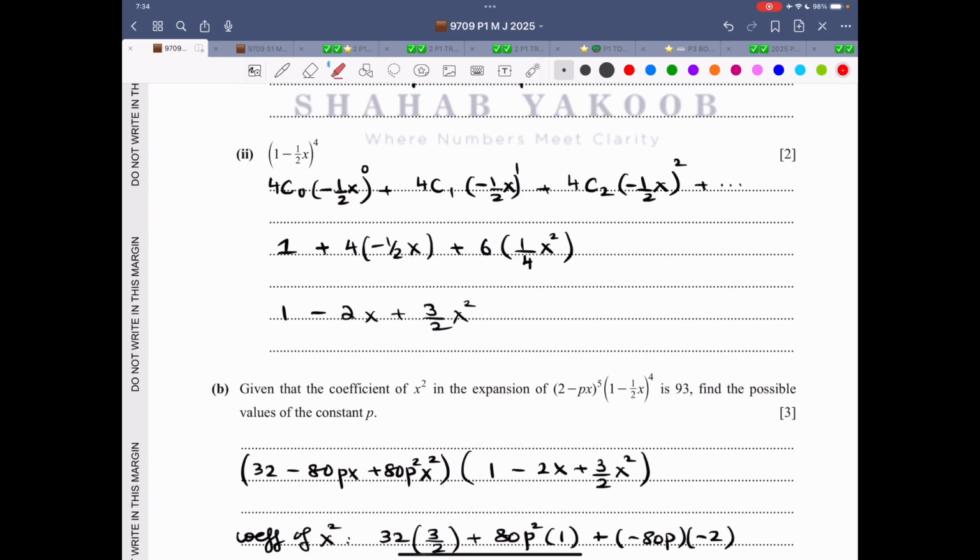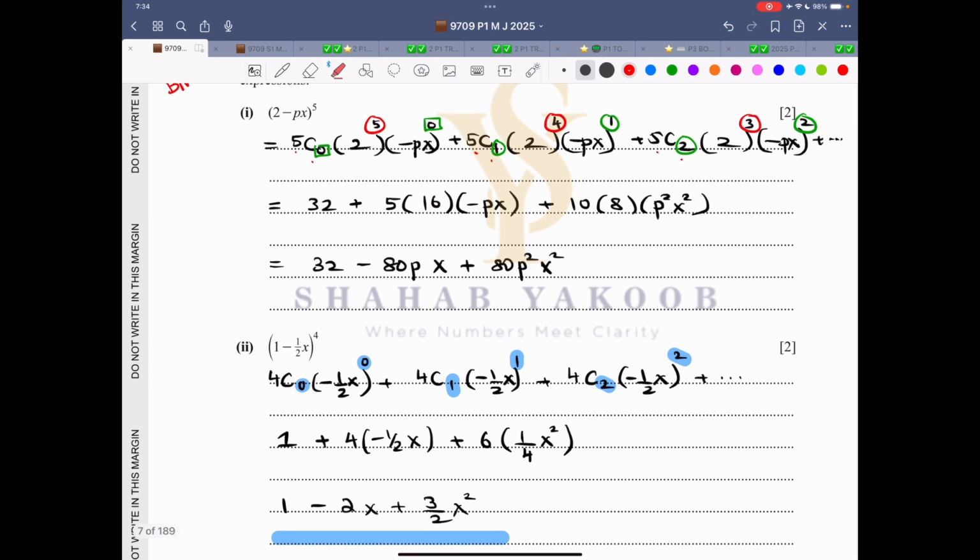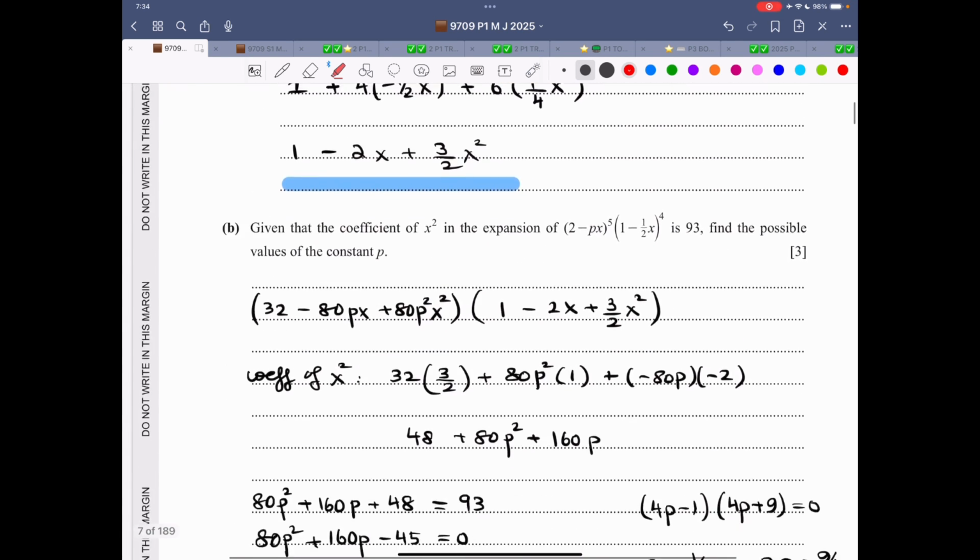So over here, let me highlight this. That is 4C0 negative half x raised to power of 0. 4C1, this thing raised to power of 1. 4C2, this thing raised to power of 2. And you are getting three terms over here. So these three terms are there. These three terms are there. And what do we do? We multiply it selectively.